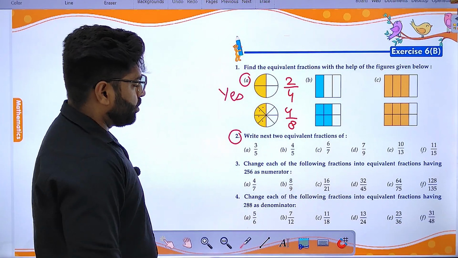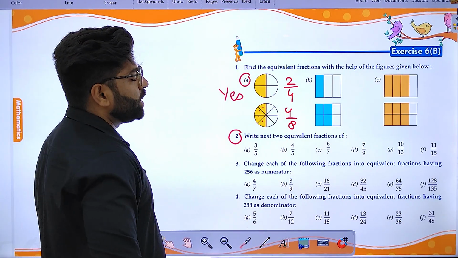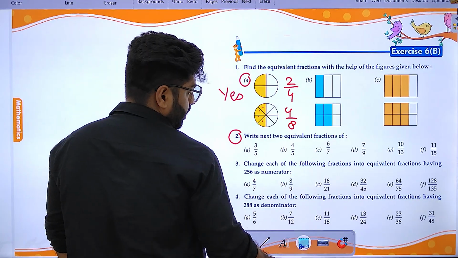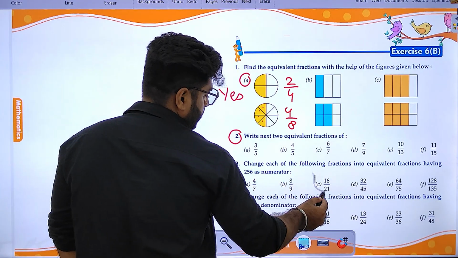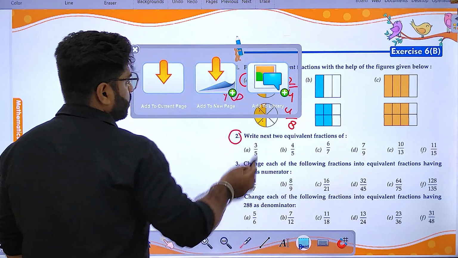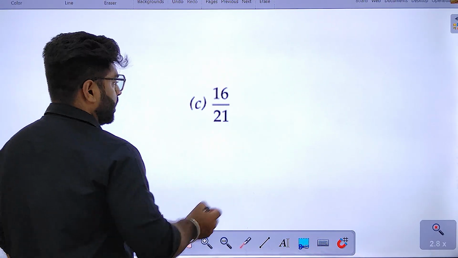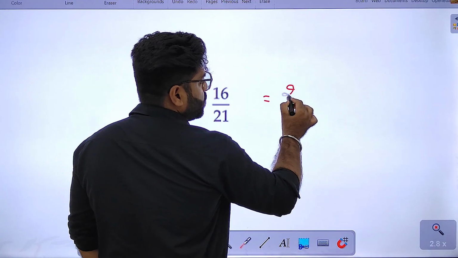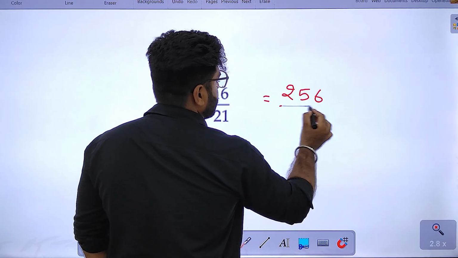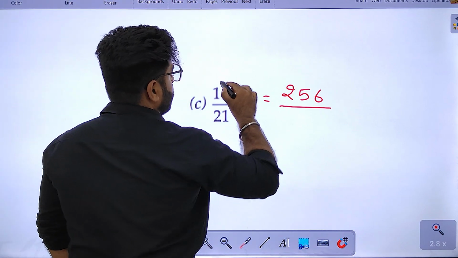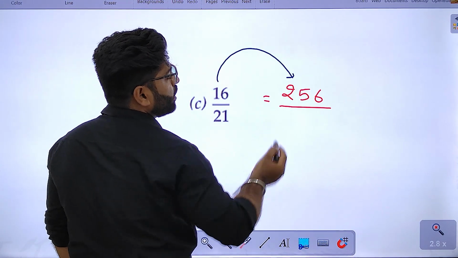Okay, next is question number 3. Change each of the following fractions into equivalent fractions having 256 as numerator. So let's pick this one. Here we are having a fraction, then we have to find the equivalent fraction in which the numerator is 256. Now we have seen that 16 will change into 256.